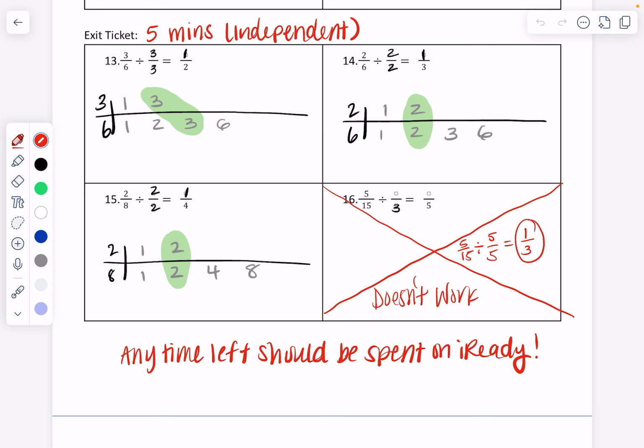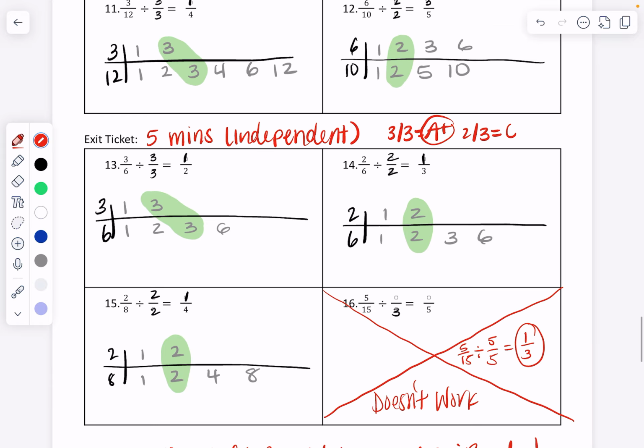This is also going to be out of 3 points. So a 3 out of 3 is an A, 2 out of 3 is a C, 1 out of 3 is an F, and then a 0 out of 3 is an F.